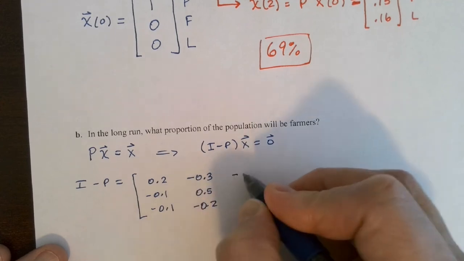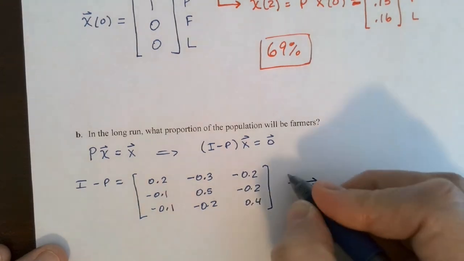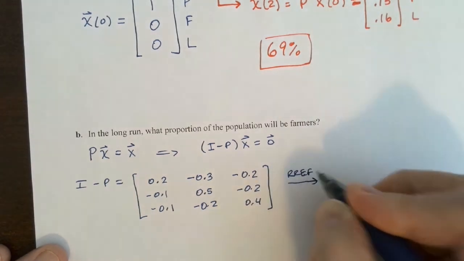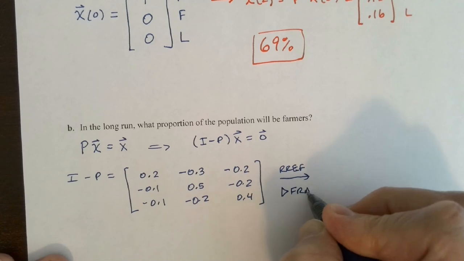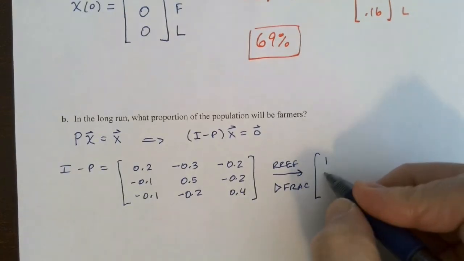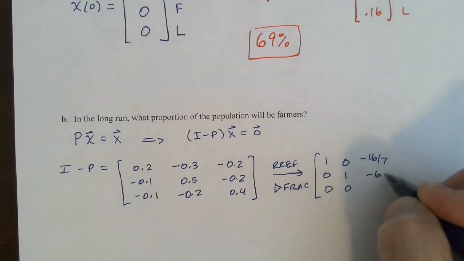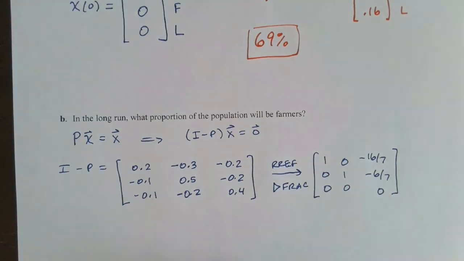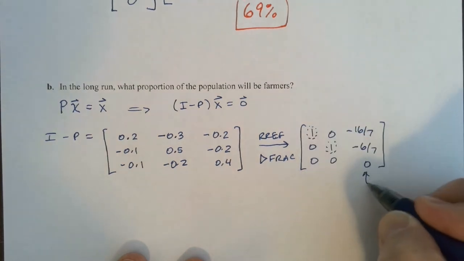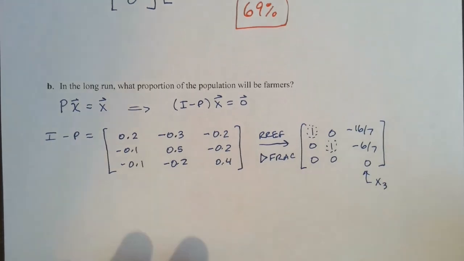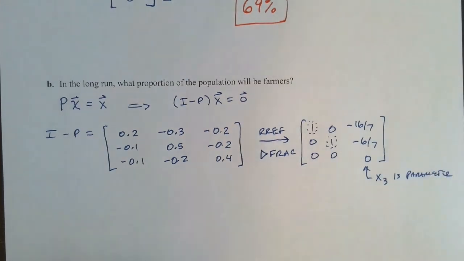Okay. And so what do we do now? We convert this to reduced echelon form. All right, so I can solve for X here. Now I'm going to go ahead and do this. I'm going to convert to fractions when I do this in the calculator, and this is what I get. This is -16/7, this is -6/7, and this is 0. All right, so we see our leading ones here, X1 and X2. This is X3. That's a parameter, right? It's free. I'll just leave it as X3.